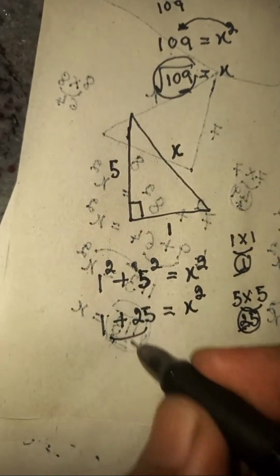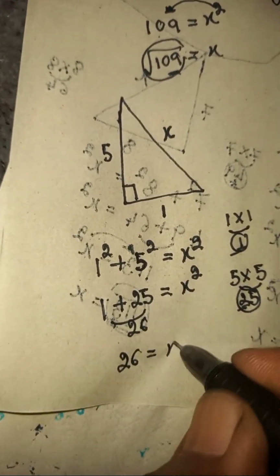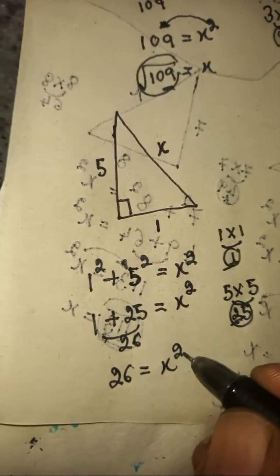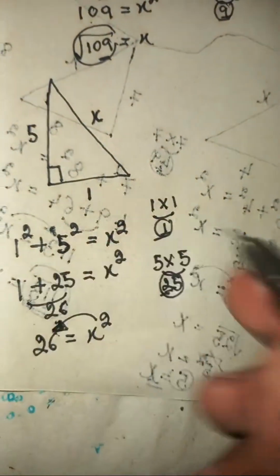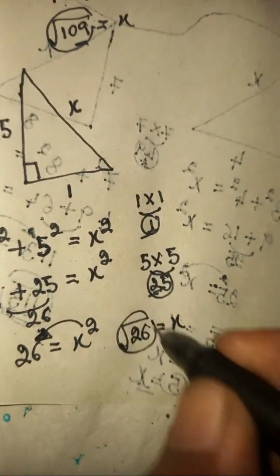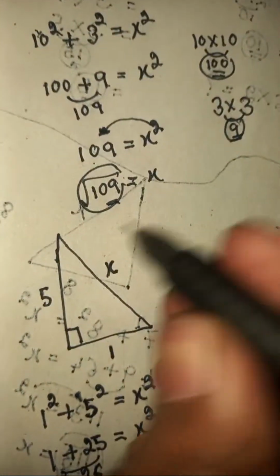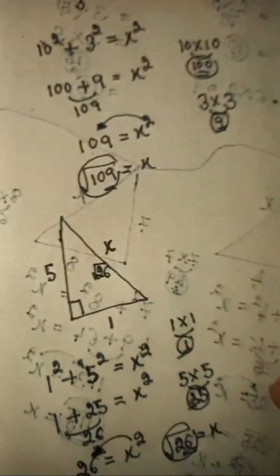1 plus 25 becomes 26. So this 26 equals x square. This square moves to that side, it's going to become root. So this is root of 26 equal to x. So the length of the hypotenuse is equal to root of 26.